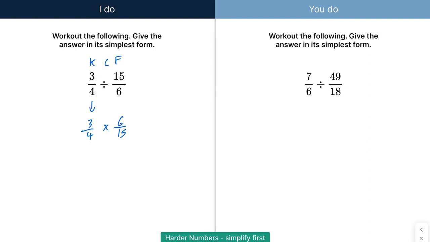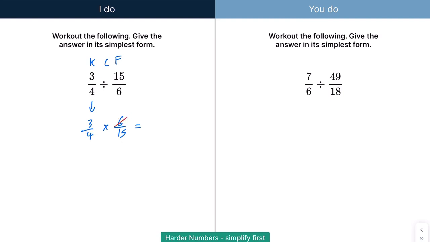Okay, now with this one, you can do 3 times 6 and 4 times 15, but 4 times 15 isn't something you want to do. So instead, what you can do is you can cancel down. So you can cancel any top number with any bottom number. Now 6 and 15, I can't really cancel them down. However, 6 and 4 can be cancelled down. They both go in the 2 times table.